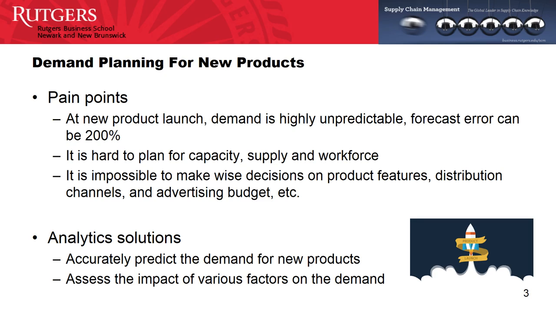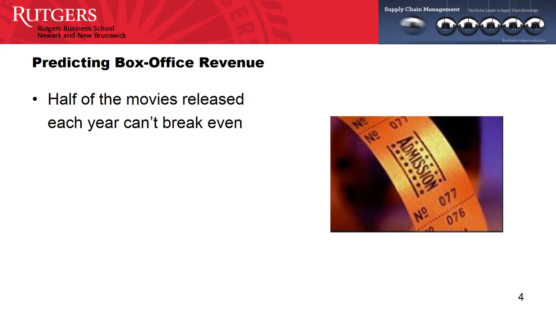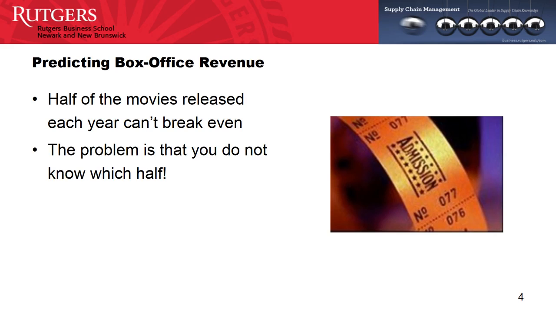Analytics, in this case, can help to make more accurate forecasts for demand and assess the impact of various factors on demand. One interesting example is the prediction of the box office revenue of new movies, which is an extremely important capability for Hollywood. Each year, statistically, half of the movies released cannot break even. The problem is that you don't know which half.